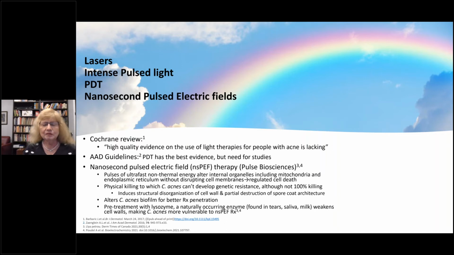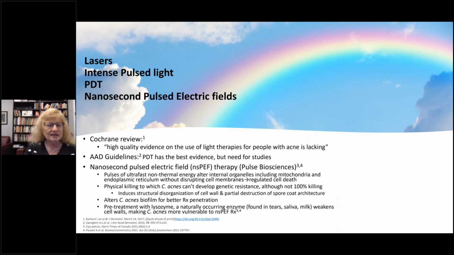killing. So it's currently not used as monotherapy, but as the procedure becomes more advanced, then this may be something that is going to become widely used. C. acnes can create a biofilm, making penetration of our treatments difficult, and this can alter the biofilm, making our treatments more effective. There's also lysozyme that has been used to pre-treat people before they have this nanosecond pulsed electric fields.